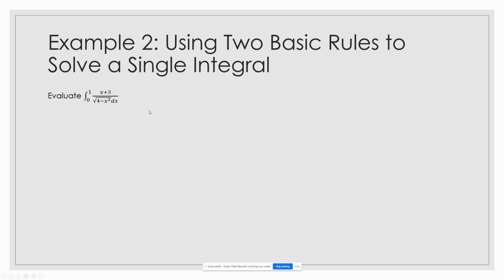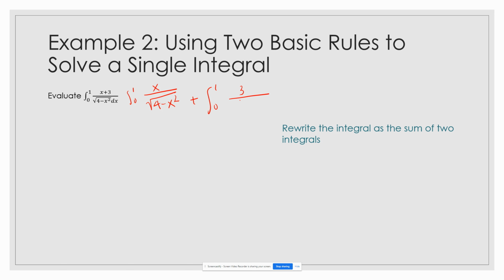The first thing that we should do is write this as two separate integrals. We have that plus sign in between, so we can break this apart with that plus sign. What that's going to look like is the integral from 0 to 1 of x over the square root of 4 minus x squared plus the integral from 0 to 1 of 3 over the square root of 4 minus x squared. And of course, both of these are with a dx.